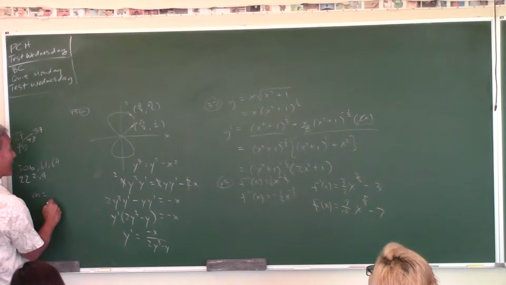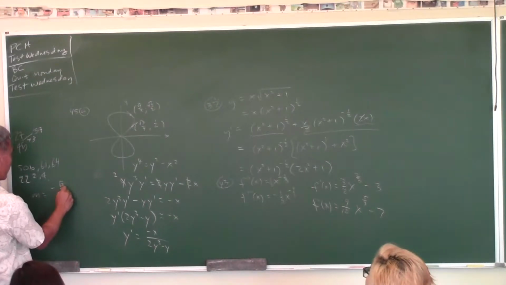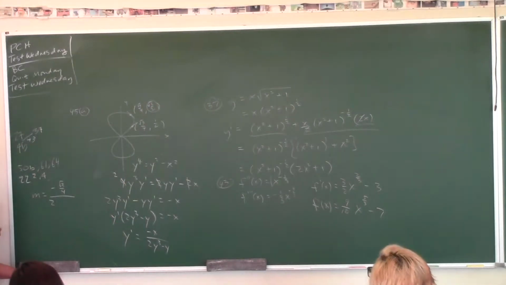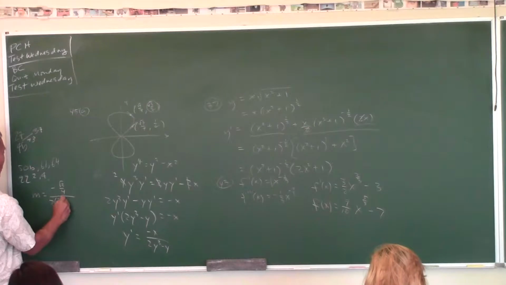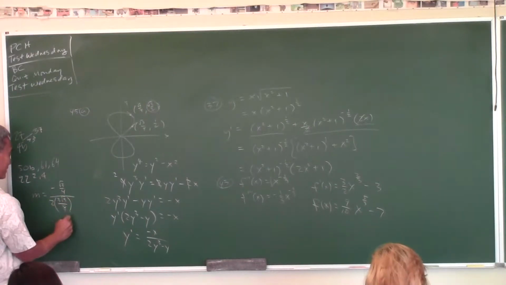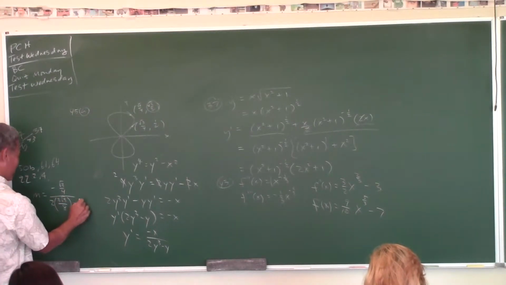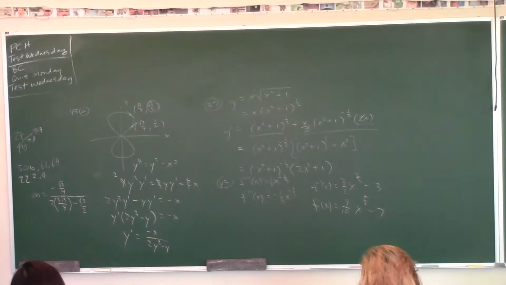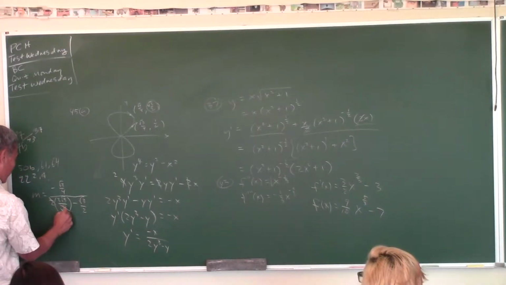Slope is negative x, so negative root 3 over 4, all over 2 times that cubed. What is root 3 over 2 cubed? 3 root 3 over 8, minus y, which is root 3 over 2. We're having problems simplifying that? It goes into 8 4 times.